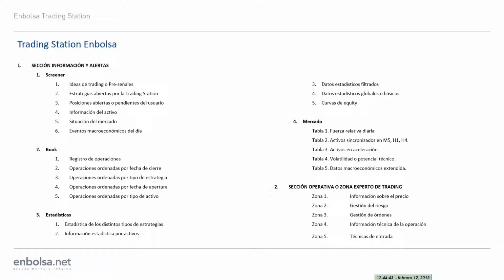To begin with, we have divided the trading station in 4 zones. The first one, Screener, the second, Book, then Statistics, Market, and in turn, we will divide the whole trading station in 2 sections, Information and Alert section and a Trading or Trading Expert section.